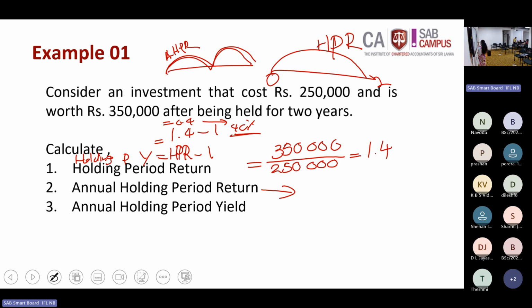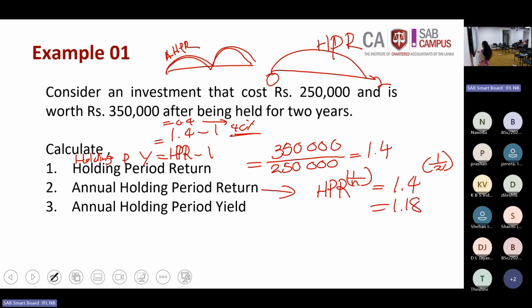Annual holding period return equals holding period return to the power 1 over n. Holding period return 1.5 to the power 1 divided by 2. What's the value? 1.18.